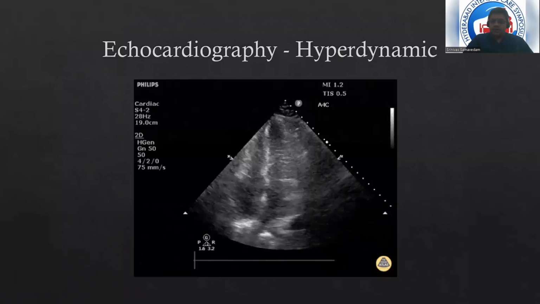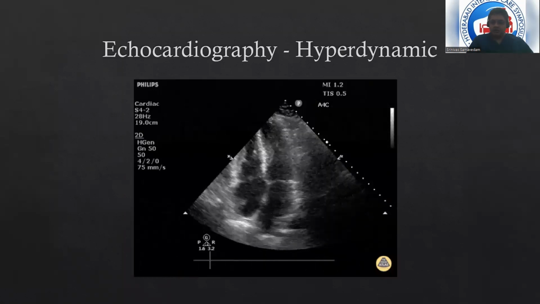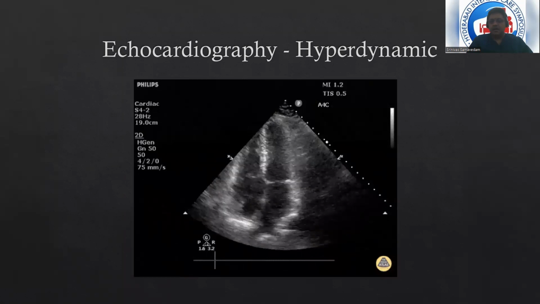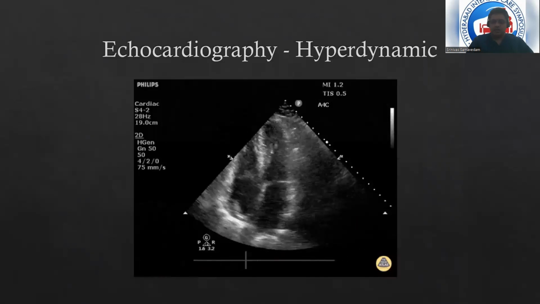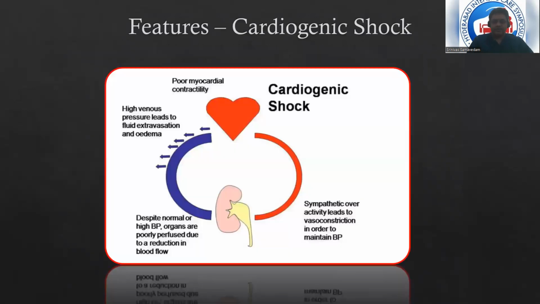And usually the ventricles are hyperdynamic. You can see that this is a hypercontractile LV with no regional wall motion abnormality and no pericardial fluid collection. This is how a hyperdynamic heart looks like on echocardiography.